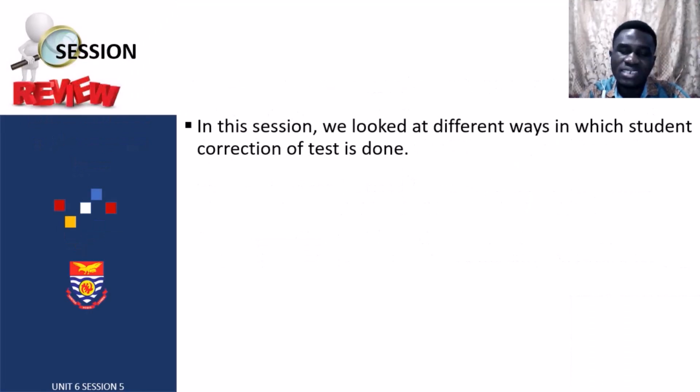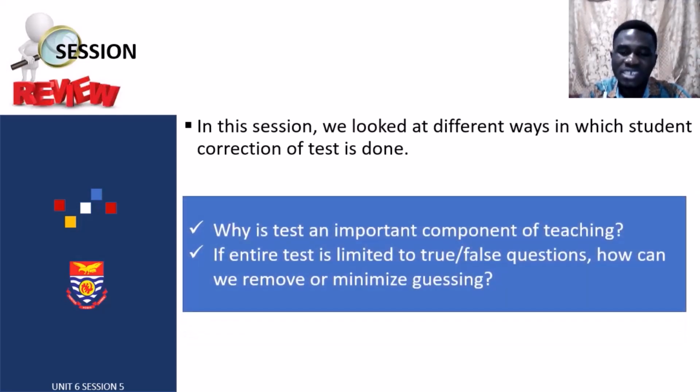Now, students, in this session, we looked at different ways in which student correction of tests is done. We looked at the various forms of test: multiple choice, true or false, the diagram type, and we saw that the diagram or picture type is less used in the Ghanaian context. Now, as we bring the session to an end, let us take this question. Why is a test an important component of teaching? If an entire test is limited to true or false questions, how can we remove or minimize guessing?